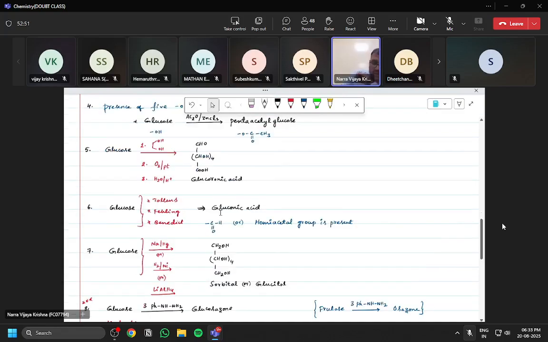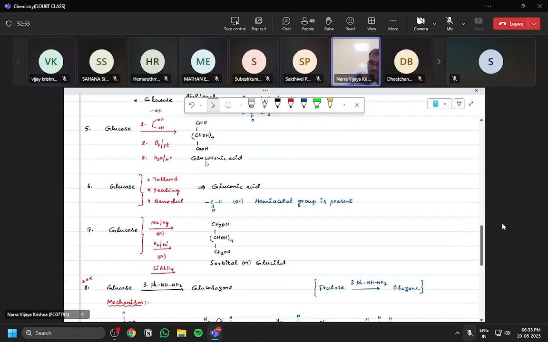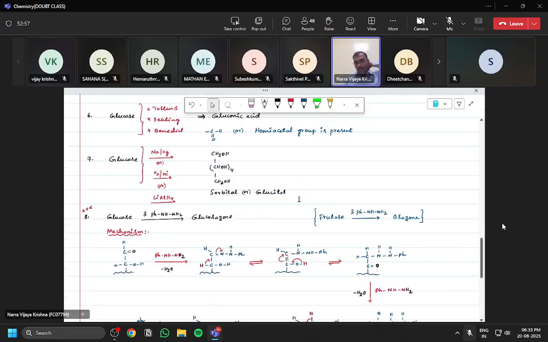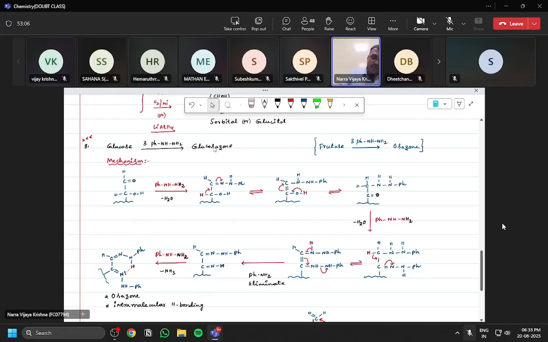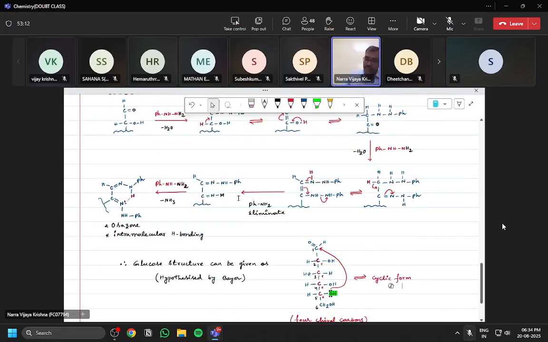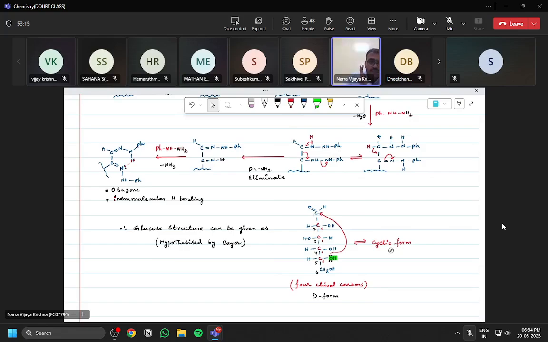Then it can form saccharic acid, gluconic acid, sorbitol, glycitol. All these confirm the presence of a continuous carbon chain with OH groups. With 3 moles of phenylhydrazine, it forms glucosazone. The same product is obtained from fructose also. Based upon all these reactions, the structure of glucose was predicted.